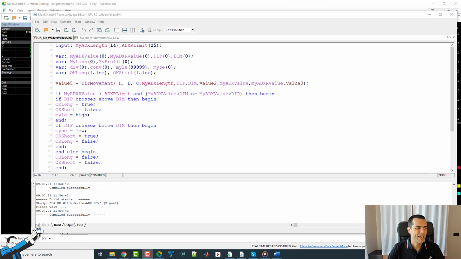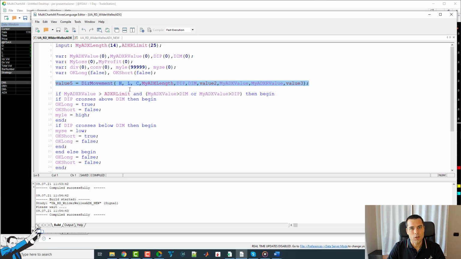What I want to highlight in this code is line number 8. In this line, with the function called DirMovement, we can calculate the ADX value, the plus directional indicator and the minus directional indicator. Remember all the calculation we did in the previous video? Well, all this calculation is related only to this line, to this very little piece of code.